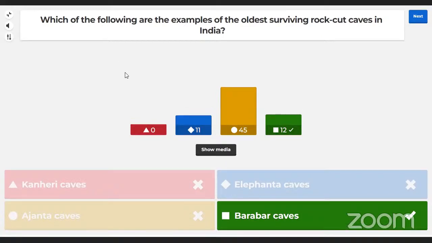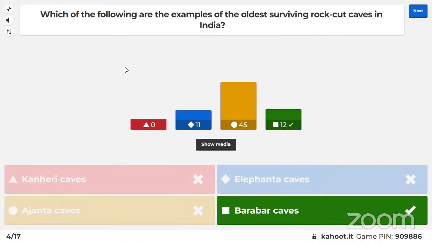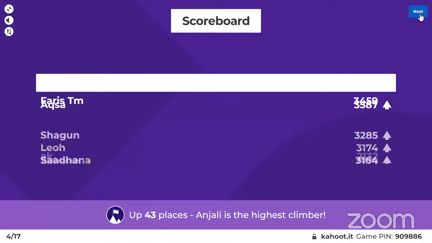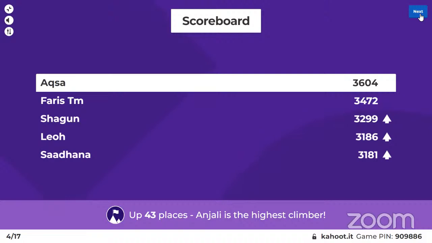Oh, the oldest cave is Barabar Caves. I think it's way up in Bihar. It was probably done by Ashoka or somebody. We will have to look at where exactly everyone is standing on the podium. There have been changes in the podium. Aqsa is back on the podium. Aqsa has in fact reached position number 1. Faris is still there. Shagun remains there. Leo, Saadhana. A lot of new faces are coming up.